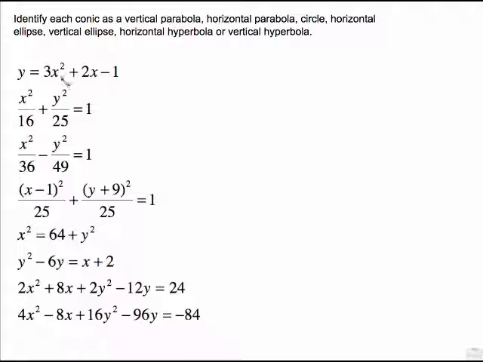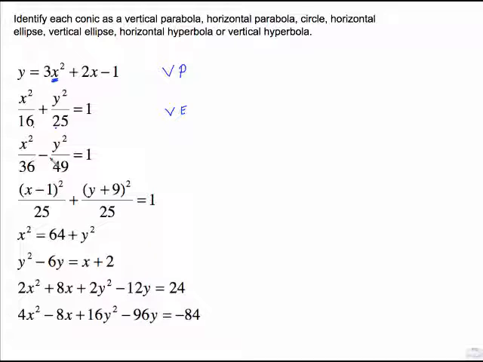What I look at here is the fact that only one item is squared, so I know it is some type of parabola. Not only that, because it's x squared, I know it is a vertical parabola. This has got a plus in between, so it is either a circle or an ellipse, but because these two denominators are different, it is an ellipse. Furthermore, an ellipse, you decide if it's vertical or horizontal based on the size of the denominator. Since 25 is bigger than 16, I know this is a vertical ellipse.